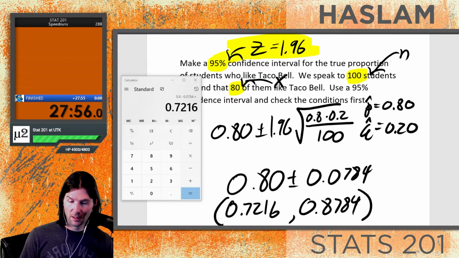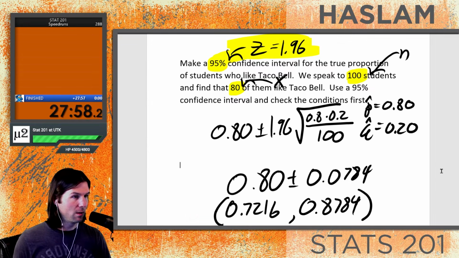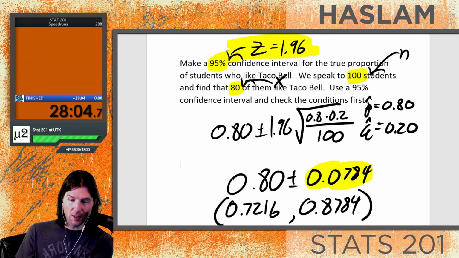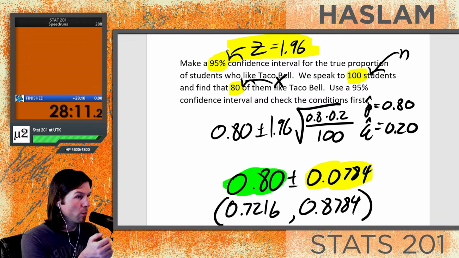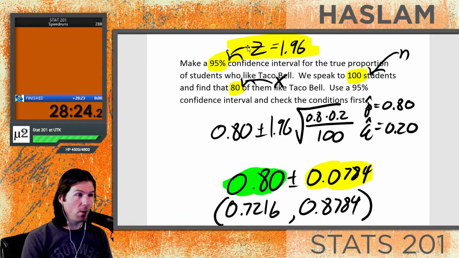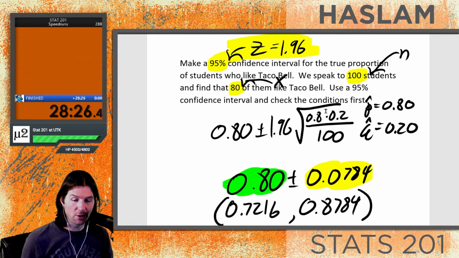Let's double check. Yep. And so what does this mean? Well, this interval right here has a margin of error of the following, and this is the center of the interval right here. We are saying I am 95% confident the true proportion of students who like Taco Bell is contained in the interval 72.16% to 87.84%, or you could treat it as 0.7216 to 0.8784. We're trying to estimate the truth for all students from a sample of 100 students.